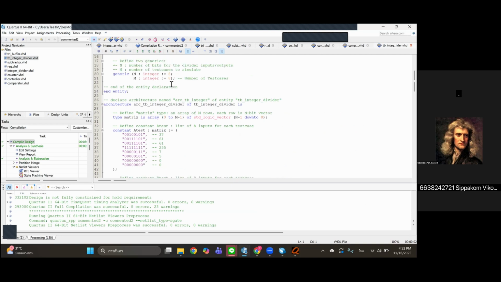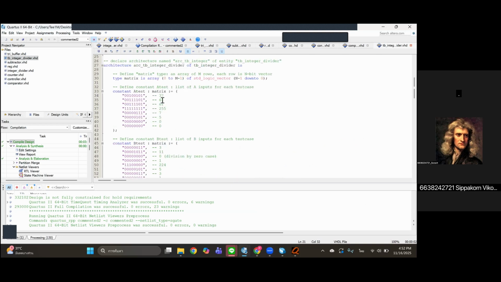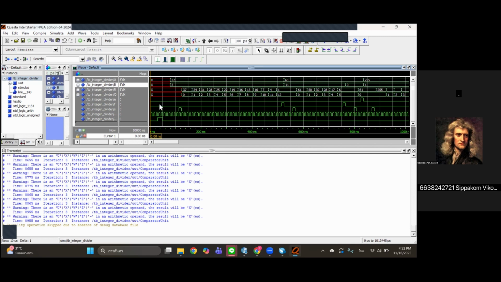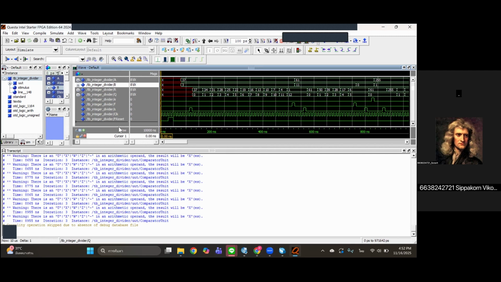We have 8 test cases which utilize all the paths in the final ASM chart that we have drawn earlier. It covers the division by zero, A greater than B, A equal to B, and A less than B. We run this test bench and this is the simulation result. As you can see here, first we set the reset to 1, which is the forced reset of the integer divider.